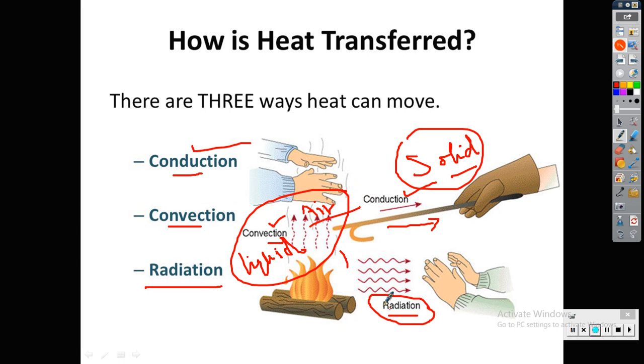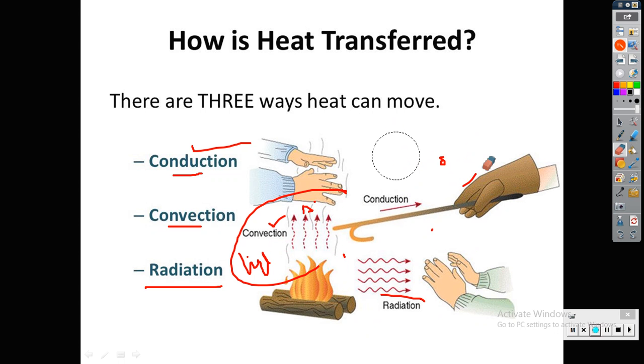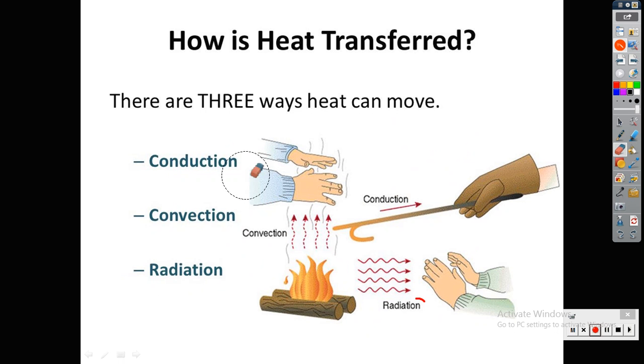In radiation, there is no medium, no object for transferring the heat from this fire to the hand. Without a medium heat is reaching the hand. That type of transfer we call radiation. So transfer of heat can be of three types: conduction, convection and radiation.